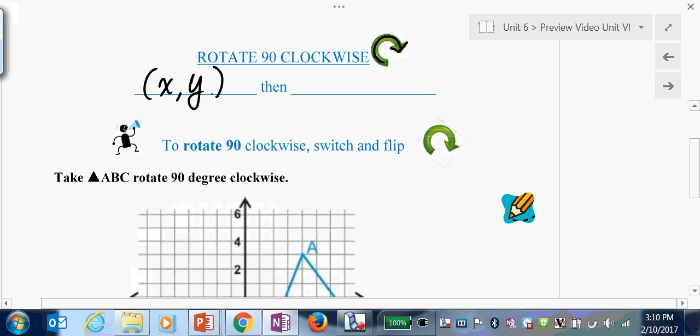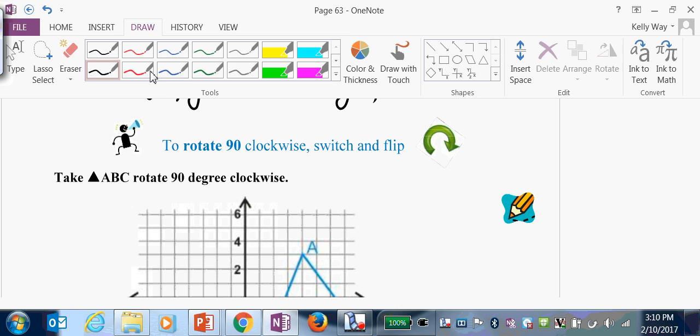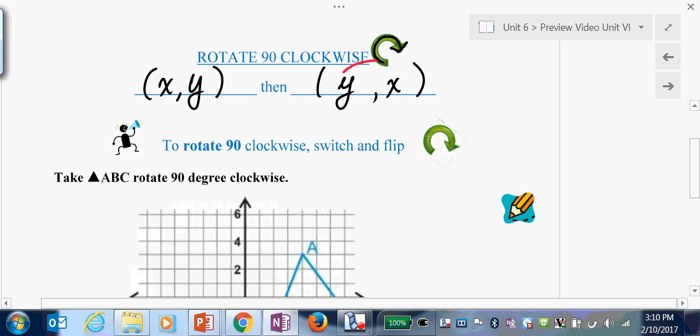Okay, and to rotate something clockwise, the first thing you do is switch the order. So XY becomes YX. Then if we go clockwise, draw yourself a clockwise arrow, and you're going to opposite the sign. So it goes like this. To rotate 90 clockwise, switch and flip to the right. Say it with me and trace. To rotate 90 clockwise, switch and flip to the right.